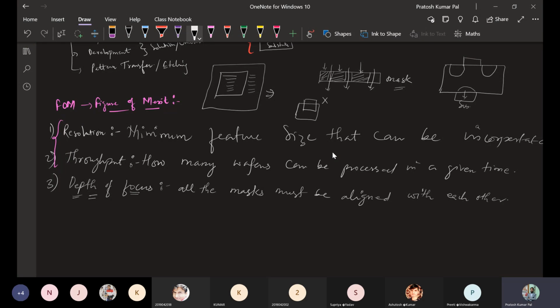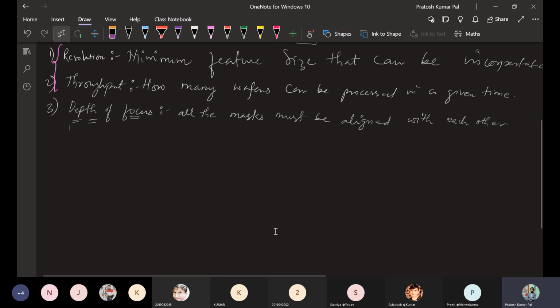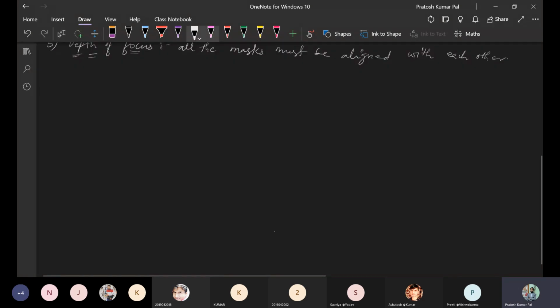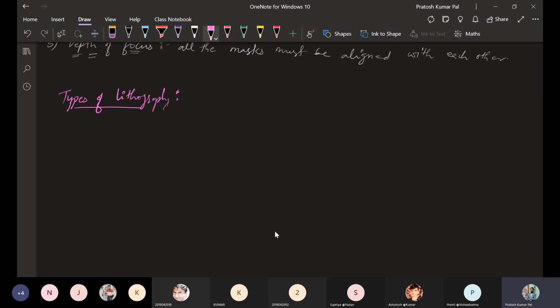Okay. So the next topic that we should be going with is the different types of lithography. There are different types of lithography. We will move one by one. The first one is called optical lithography.